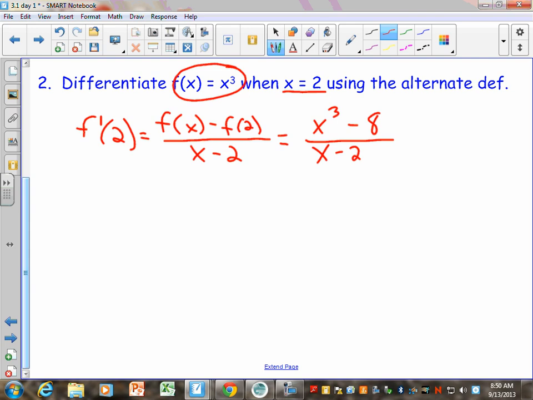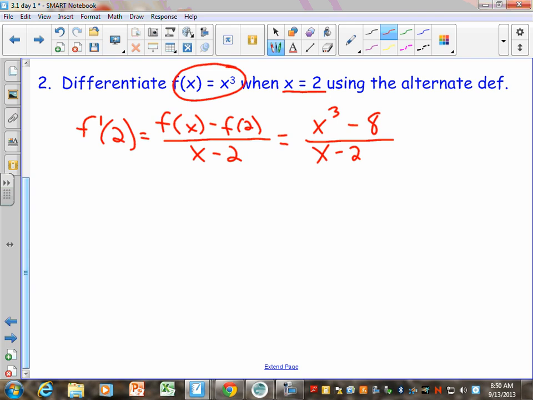So the point is that this is less work to do. Do you agree that that's less than the last problem? That's why people like this definition. The hard part about this one is it's cubic. That's a cube minus a cube. Rachel, do you remember how to factor a cube minus a cube? We just did it in college algebra.